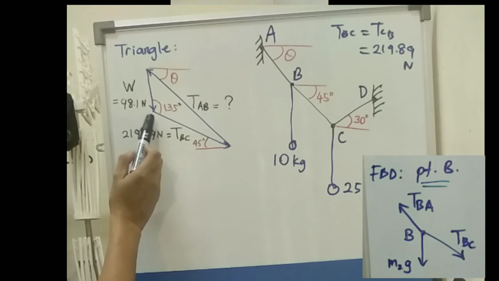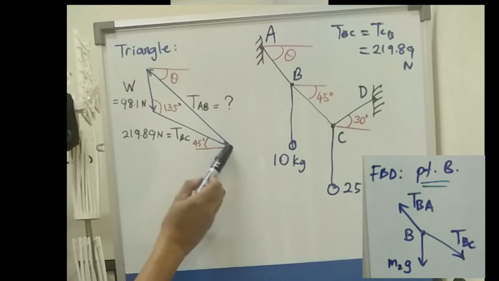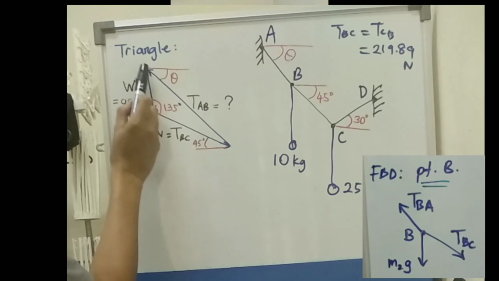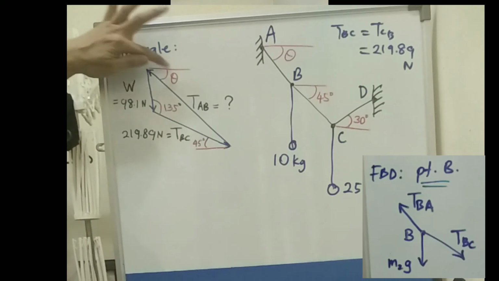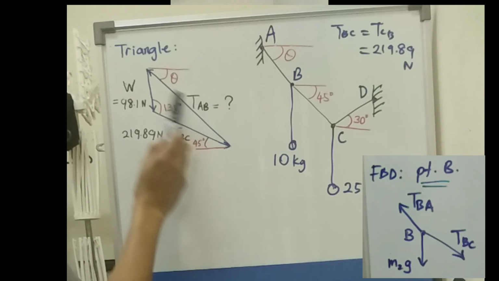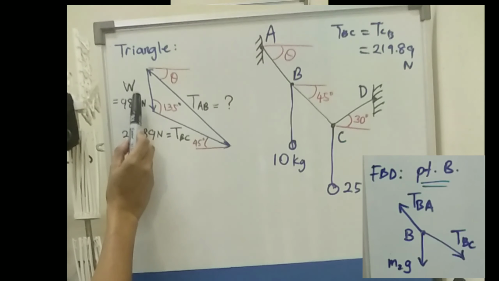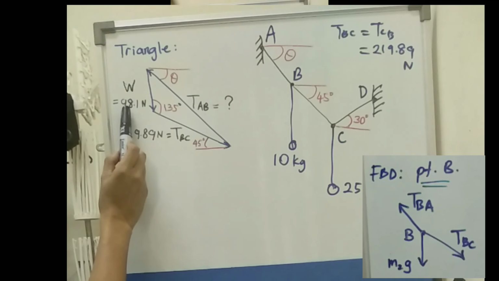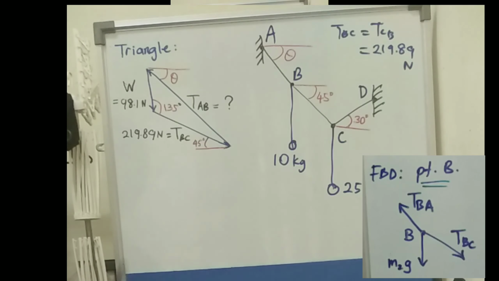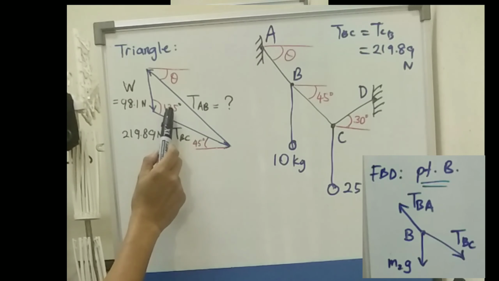So you have the vector force TBC, then connecting TBC, you have your TAB, that is the angle theta. TAB or TBA, TAB, and you have your weight representing this force. So 10 kg times 9.81, you get 98.1. So this is the third vector force. Once you have this information, actually you can get this 135.